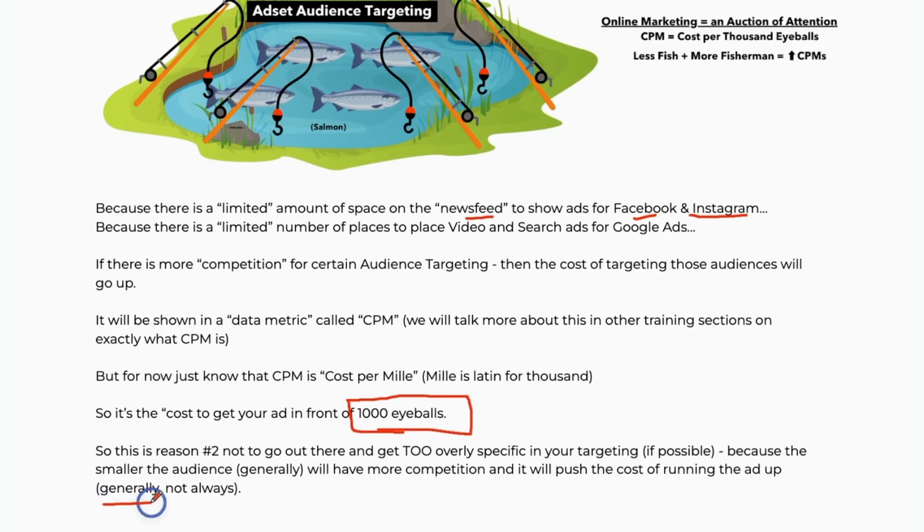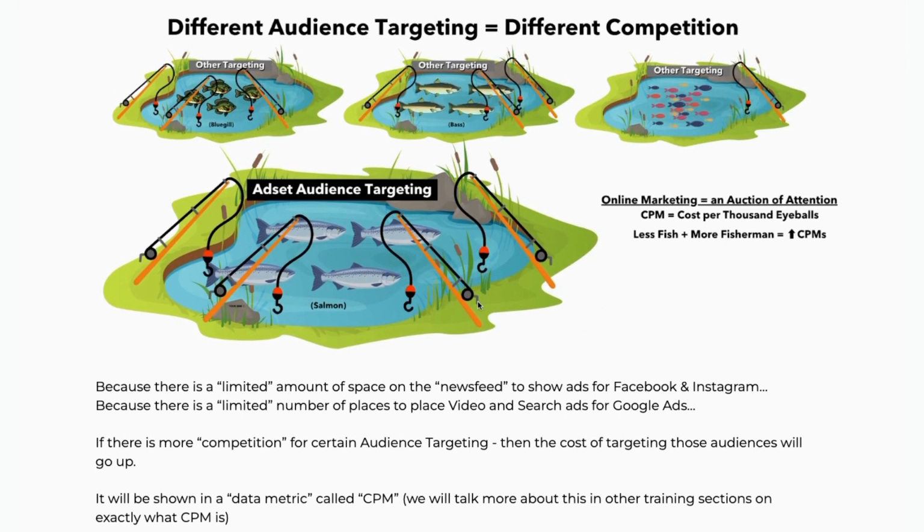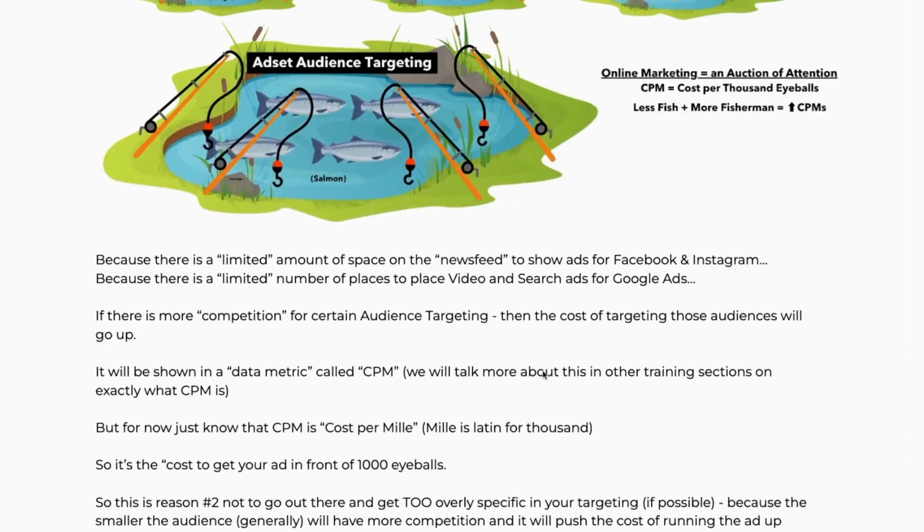Now, again, this is generally, not always, because we ultimately have no way to know how many fishermen are actually in that pool and how many fish are exactly in that pool. We only have estimates, but in general, the smaller the pool, the fewer fish, the cost is going to go up. And the larger the pool, the cost is going to be a little bit less. Okay, so that is reason number 2.